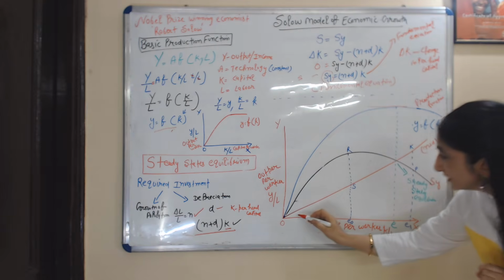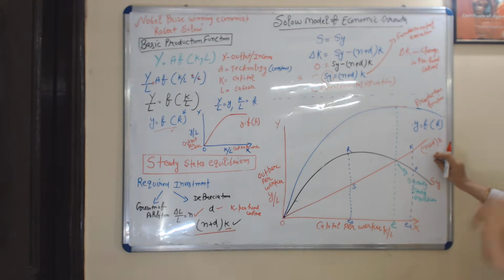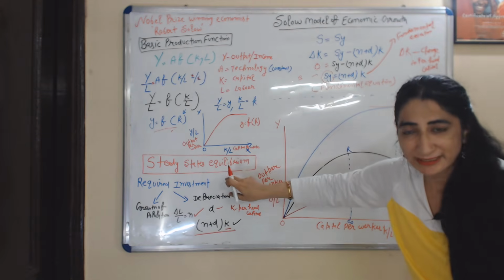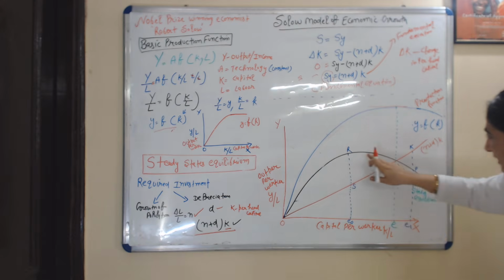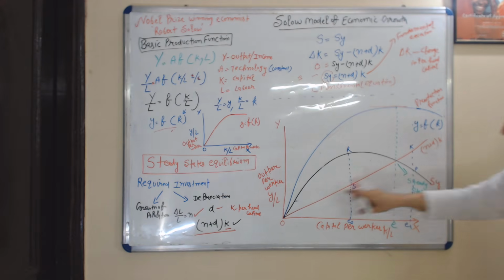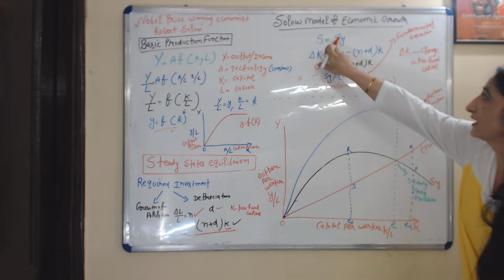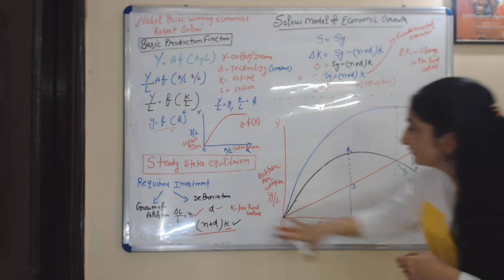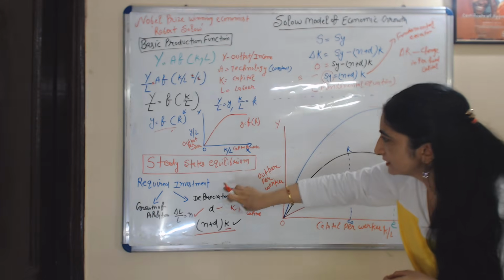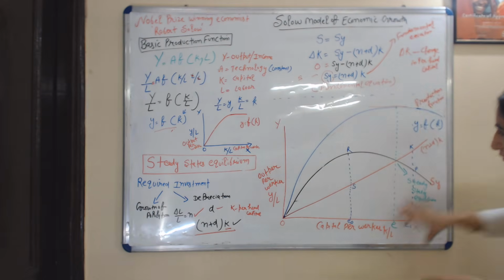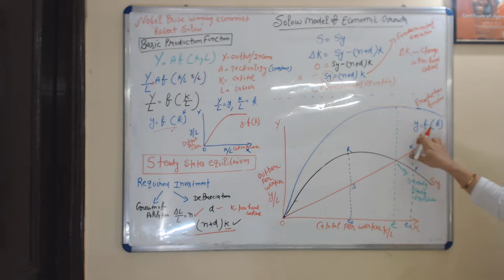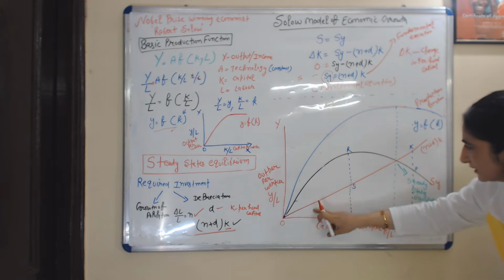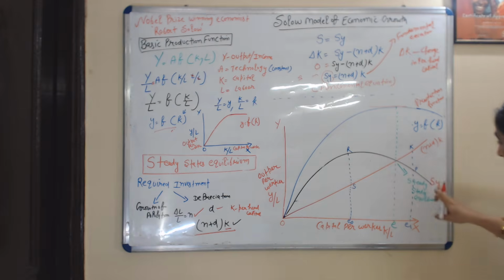Now, this red line represents your required investment. As we discussed, required investment is equal to (n plus d), where n is your population growth and d is your depreciation. This black line represents your saving. This diagram is a combination of these three determinants: the production function, the required investment and the saving. The blue line is your production function, the red line is your required investment and the black line is your saving.